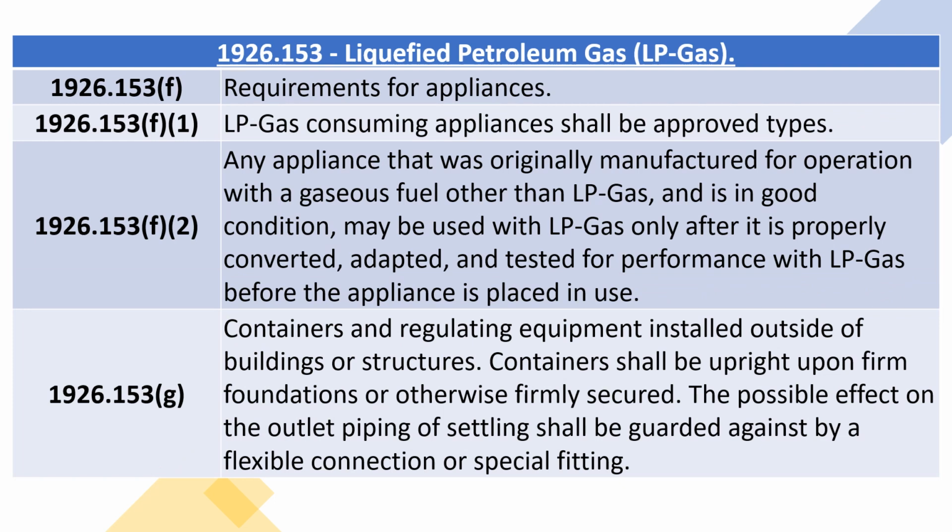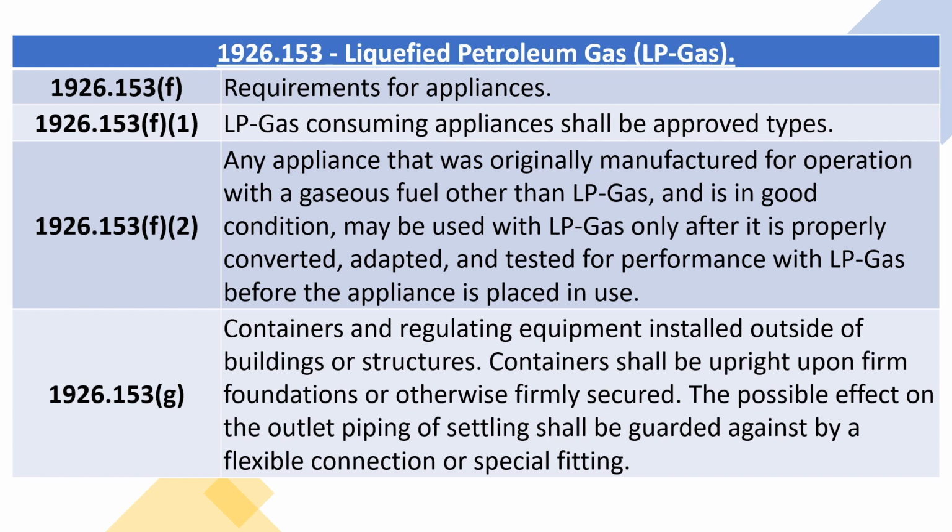1926.153(f), Requirements for appliances. 1926.153(f)(1), LP gas consuming appliances shall be approved types. 1926.153(f)(2), Any appliance that was originally manufactured for operation with a gaseous fuel other than LP gas, and is in good condition, may be used with LP gas only after it is properly converted, adapted, and tested for performance with LP gas before the appliance is placed in use.